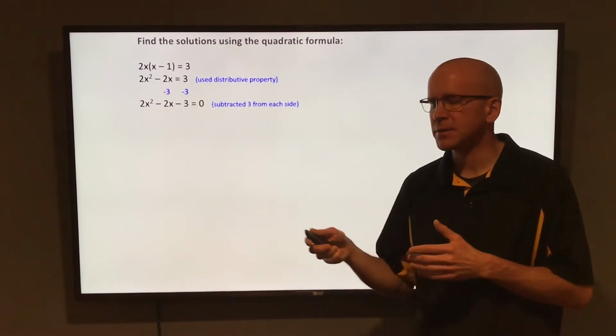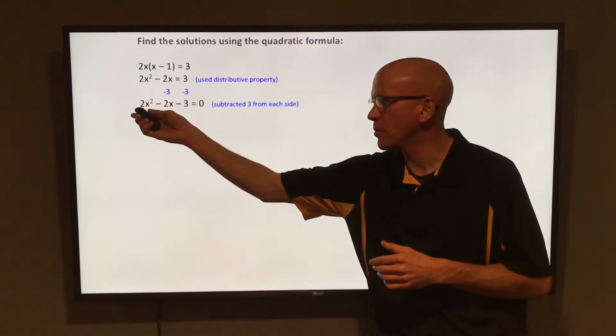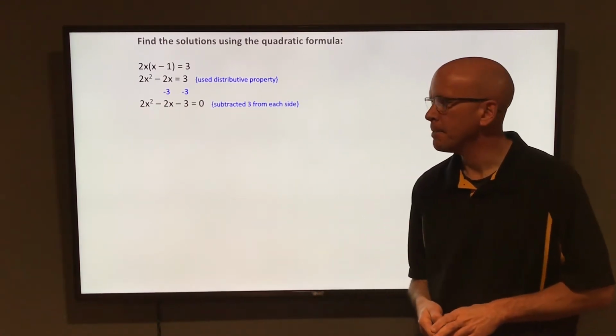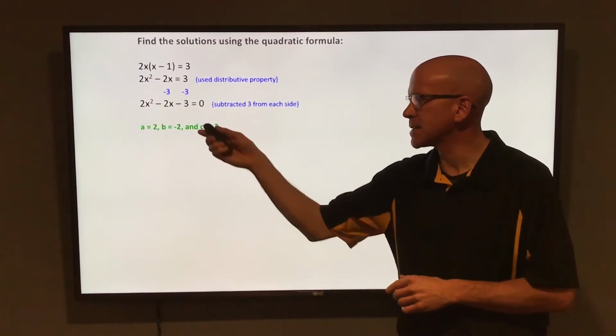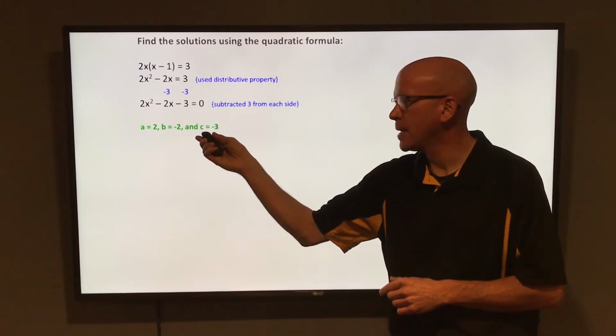Pick out a, b, and c. A is the coefficient of x squared. The number in front of the x squared is 2. B is the coefficient of x. The number in front of the x is -2. And c is the constant term, the number without a variable, that is -3.